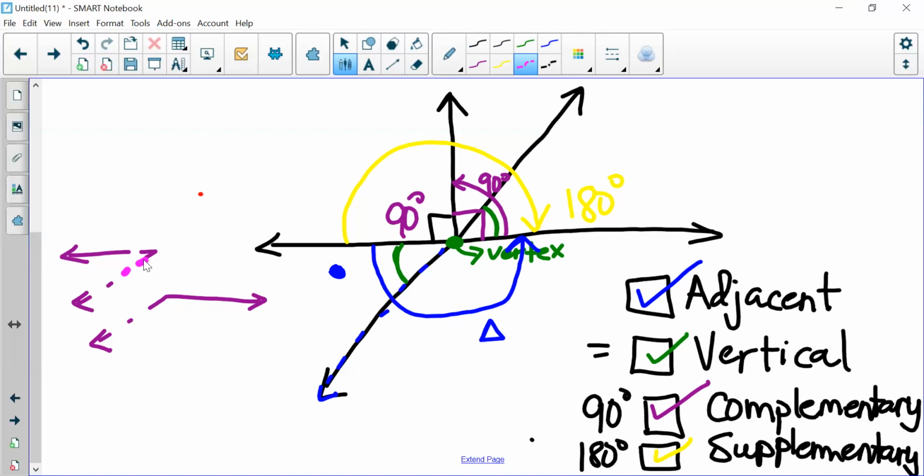Not adjacent angle. It just means they share a common side. Now vertical angles are different because they're congruent. Y'all, what does congruent mean? The same. So in vertical angles, if this angle right here has a measure of 45, what does this vertical angle right here also have a measure of? 45. Okay, question.